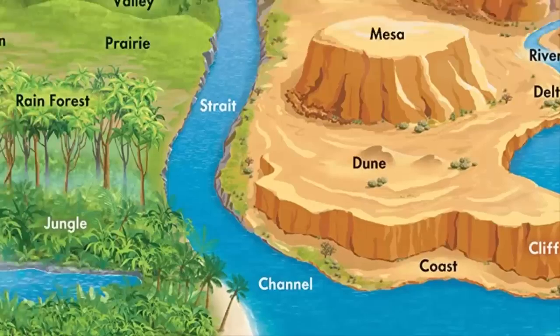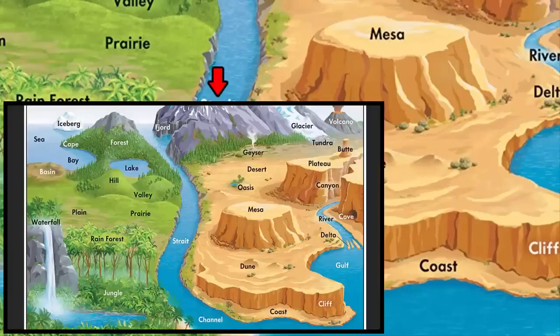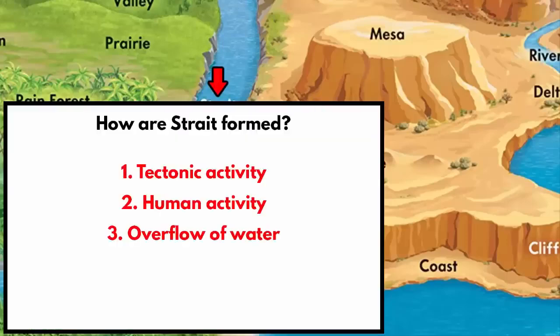The next one is strait. A strait is a narrow body of water that connects two larger bodies of water. In this picture, you can see that a strait is connecting two large bodies of water. One is here and the other one is here. There are three ways by which a strait can be formed. Tectonic activity can be one reason.